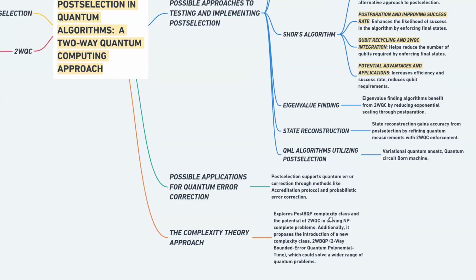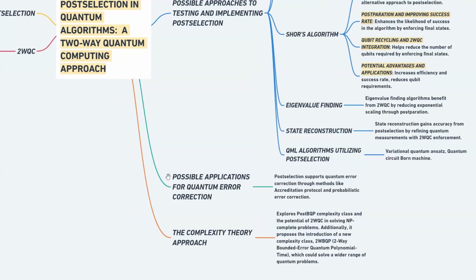Now, we consider the application of two-way quantum computing to error correction. Post-selection is already used in methods such as accreditation protocols and probabilistic error correction, but these methods typically require many executions to correct time-dependent errors. With two-way quantum computing, post-operation could enforce the final state in just a single execution, reducing the number of operations needed to correct errors. This could also improve the reliability of quantum computations.